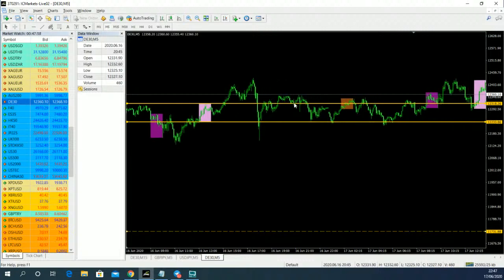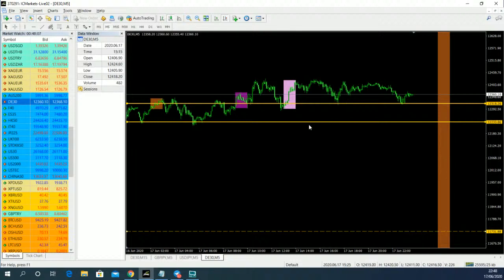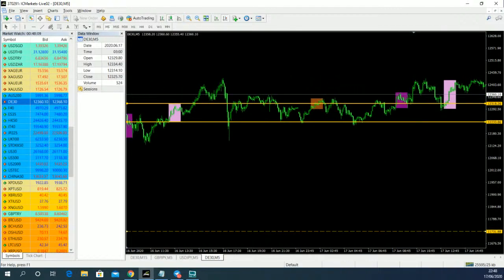There's a lot of meandering around, and you get to Asian session again, Europe session again, American session again, and that is today. Okay, so this box can be used on any instrument. We have just seen DE30. Who wants to see something else?